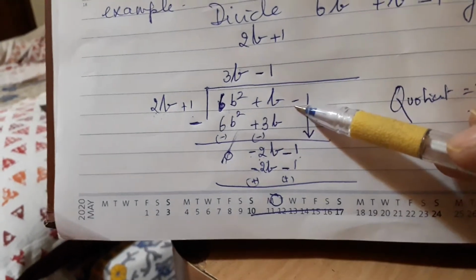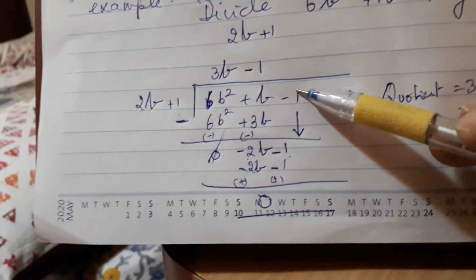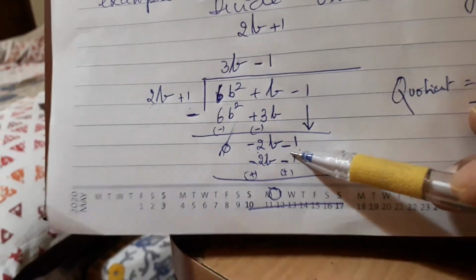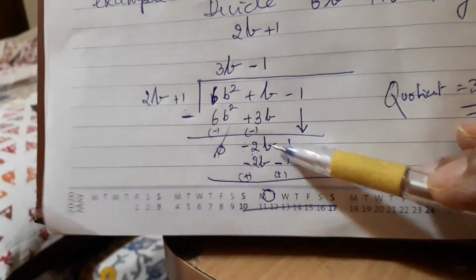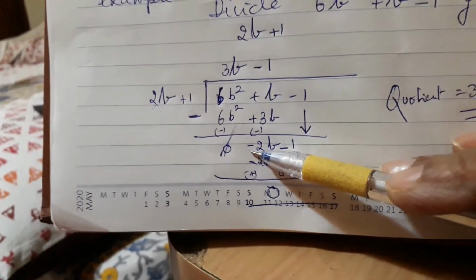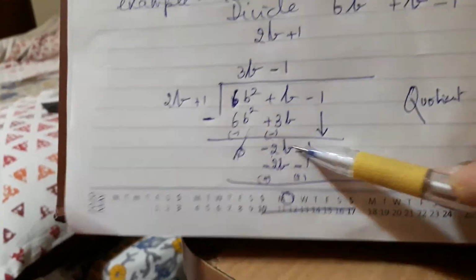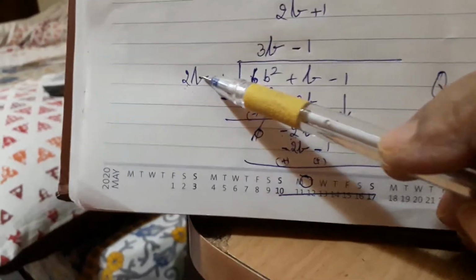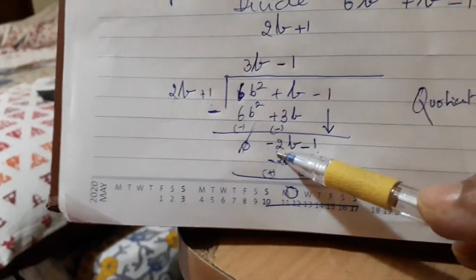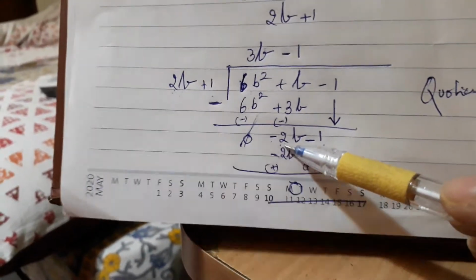Now, just as in numbers, we will bring down the next term down. Next term is the constant term minus 1. So bring it down here. So this is, what do we have now? Minus 2b minus 1. Now, we are going to multiply this 2b plus 1 by something so that I get minus 2b. This is what I want to get rid of now.